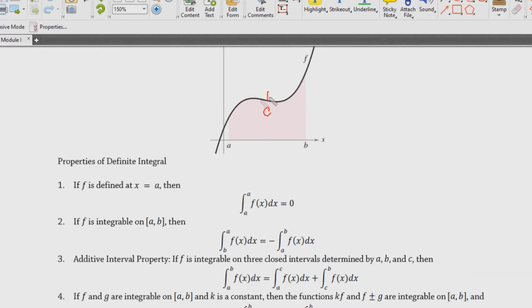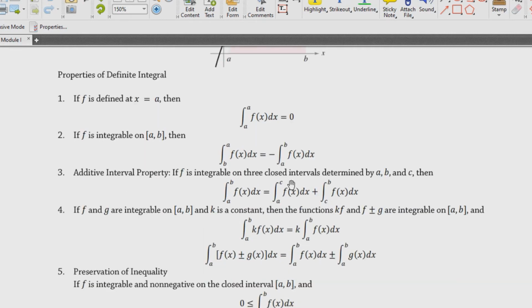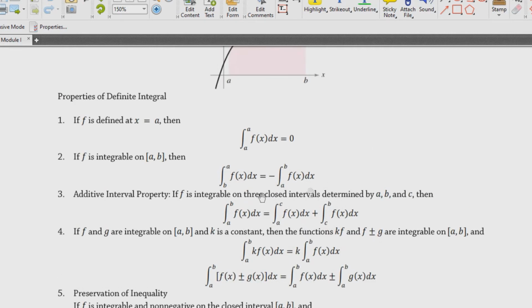But if you try to make this c, so it makes sense na kapag kinuha mo tong area na to from a going to c, and then of course from c going to b, then it's just the same thing, but inadd mo yung dalawang area na yun. That's just the area under f from a to b. That's why that's the additive property of your interval. So, pwede mo siyang i-add actually, knowing that you have the same value of your f of x.